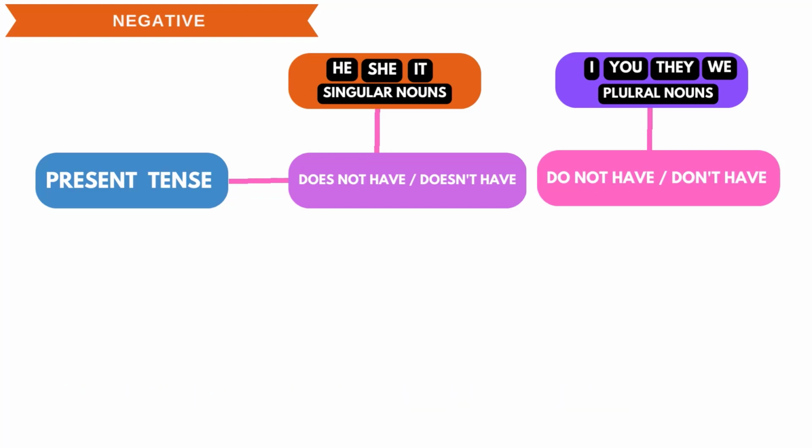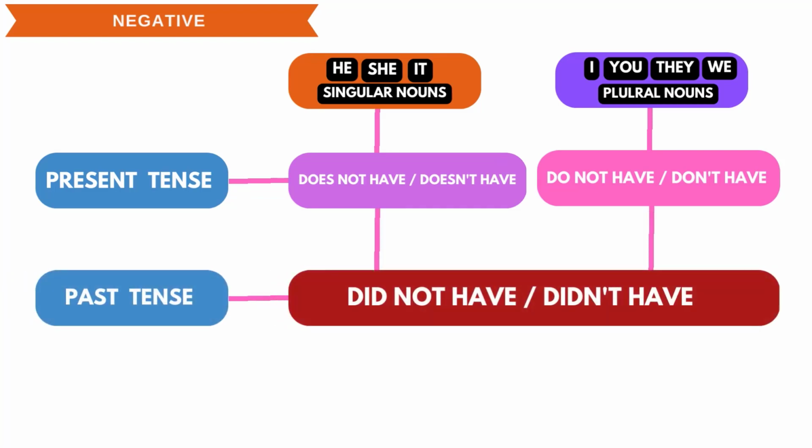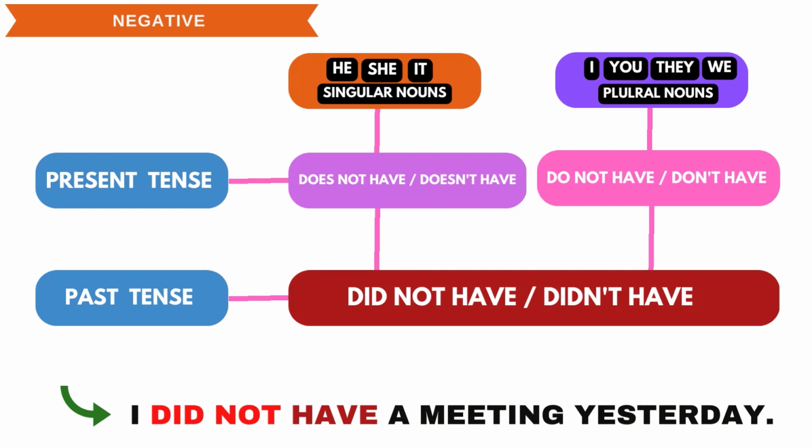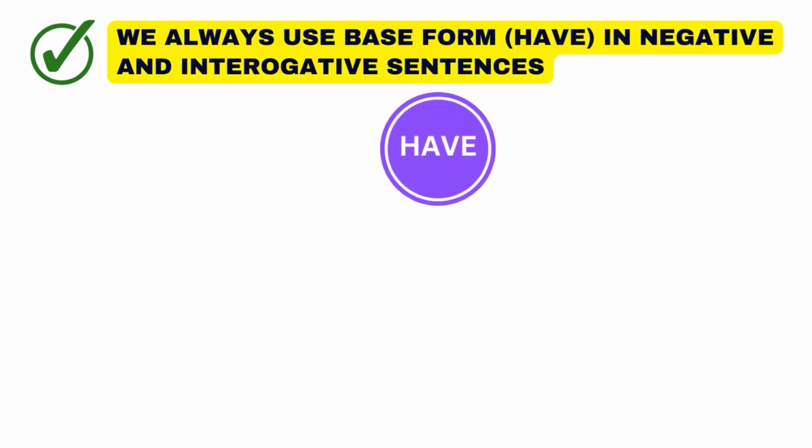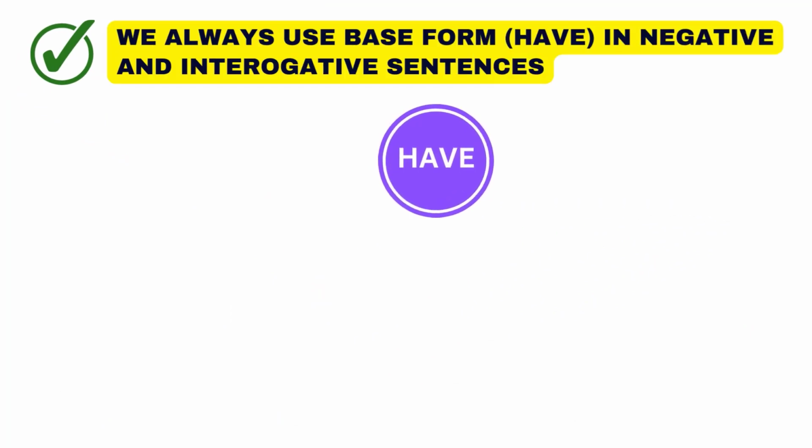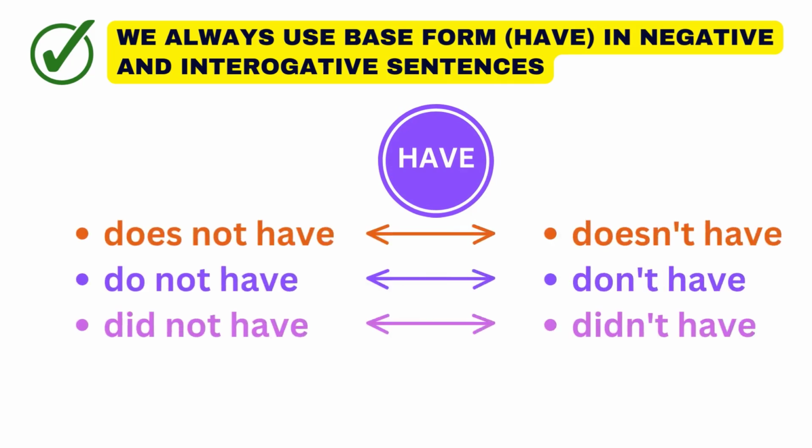With the past tense we use did not have with all subjects. For example, I did not have a meeting yesterday. We always use the base form have in negative and interrogative sentences. We also use contractions to make negative sentences.